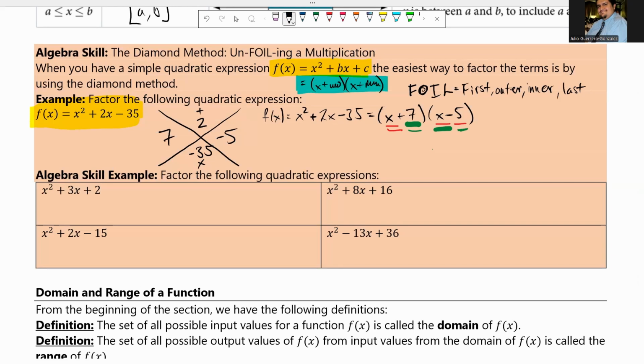So just to double check, our first is x times x. That's going to be x squared, plus x times negative 5. That's going to be minus 5x.